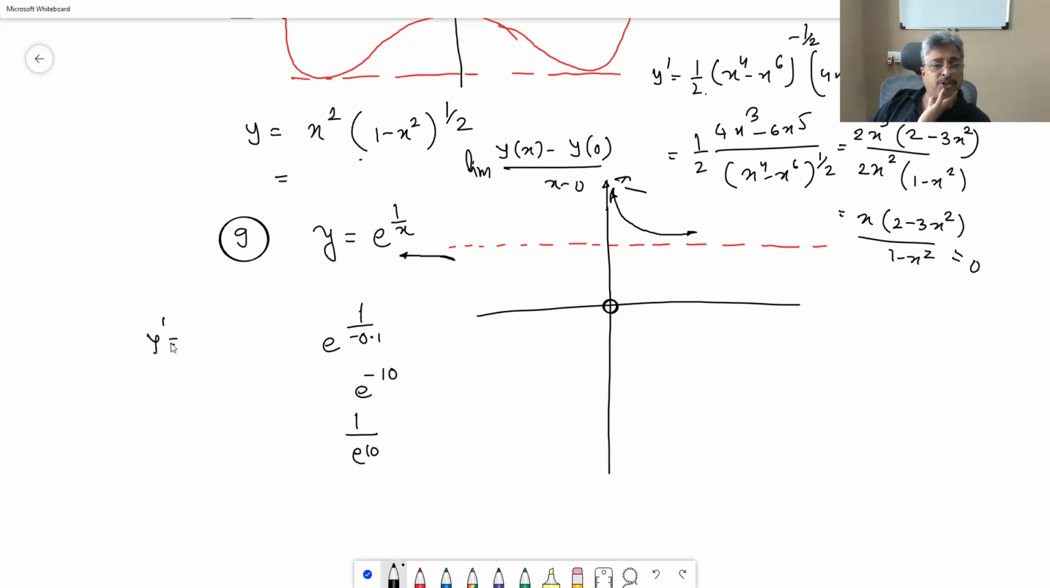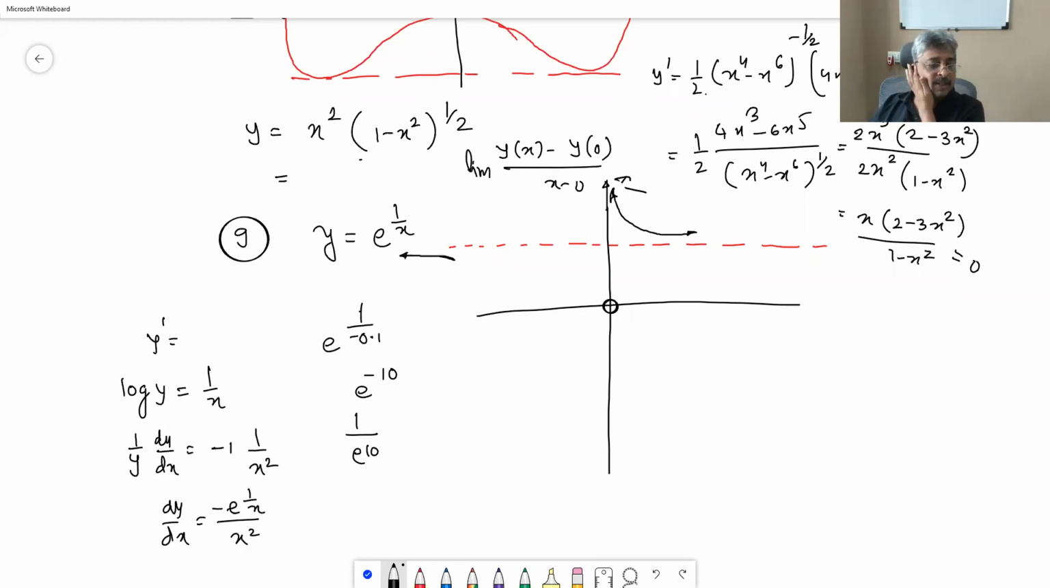Okay, what is y dash? e raised to, how do you differentiate this? Log y is equal to 1 upon x. So 1 upon y dy by dx is equal to, this is x raised to minus 1, so minus x raised to minus 2. Okay. So dy by dx is equal to y times, e raised to 1 upon x, with negative sign upon x square.